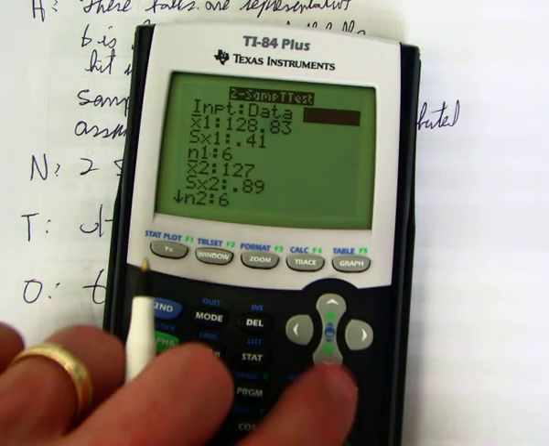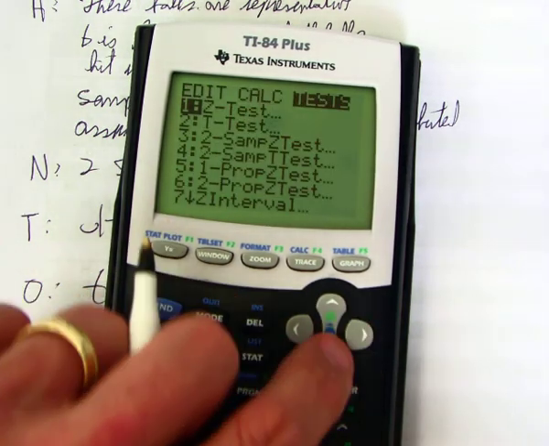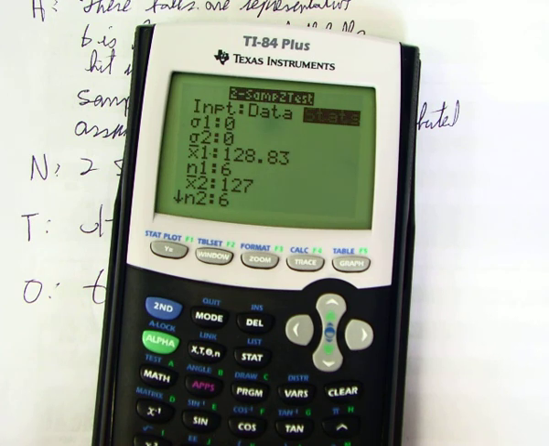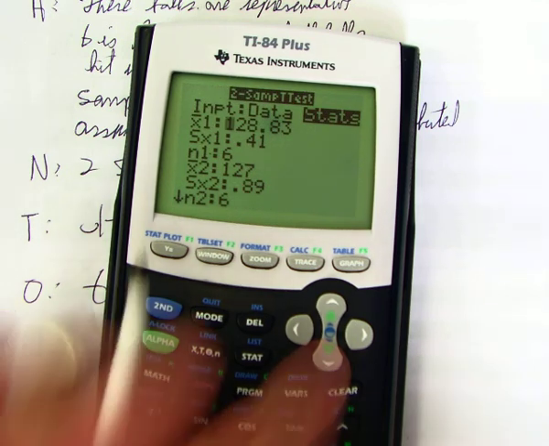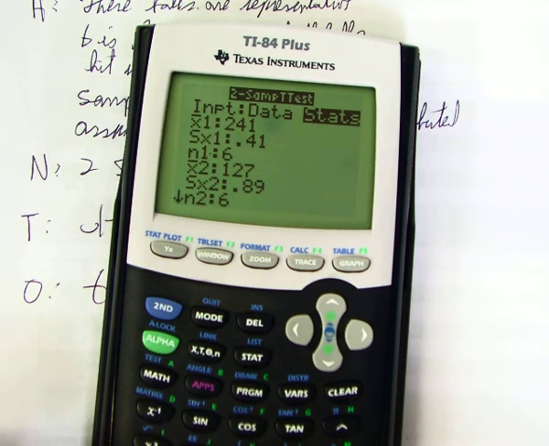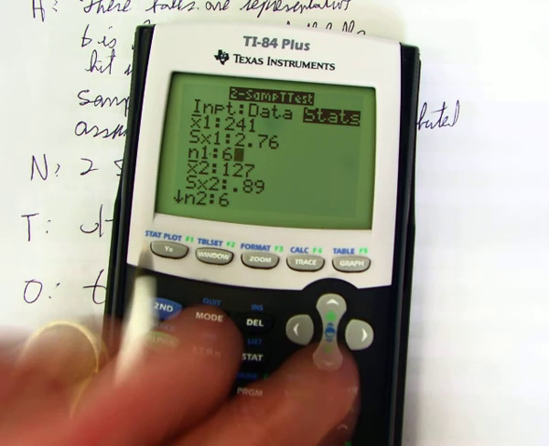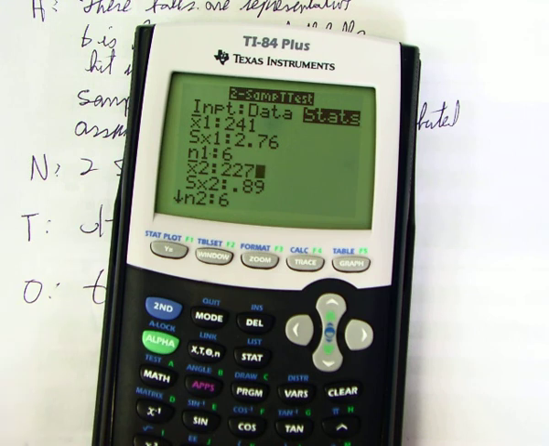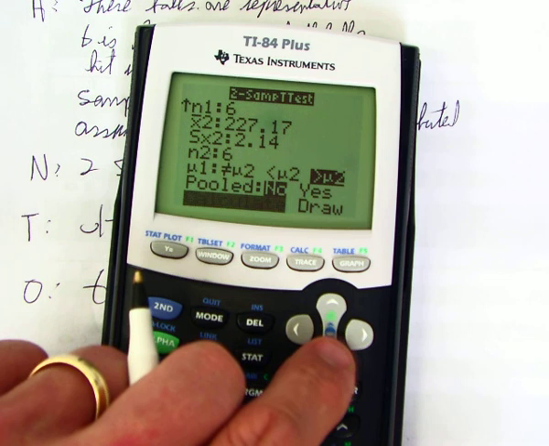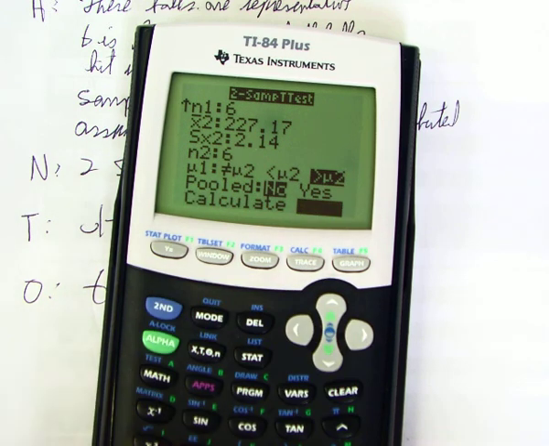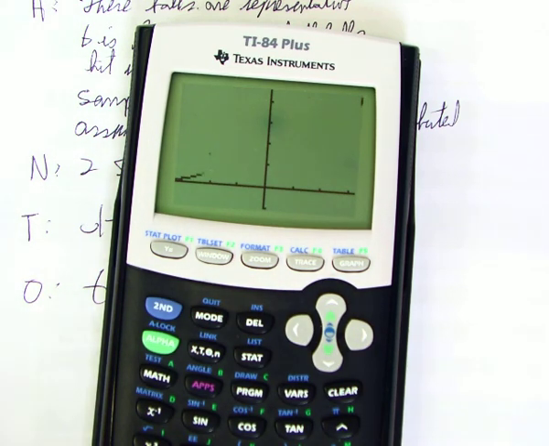Two-sample t-test. There we go. Okay, so our mean here is 241 with standard deviation of 2.76. N is 6. The mean for the regular T is 227.17. Standard deviation is 2.14, and N is 6 again.